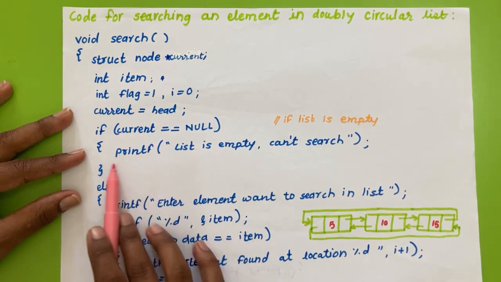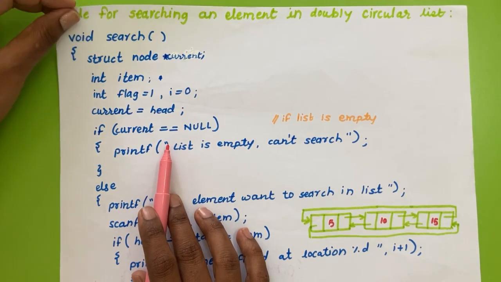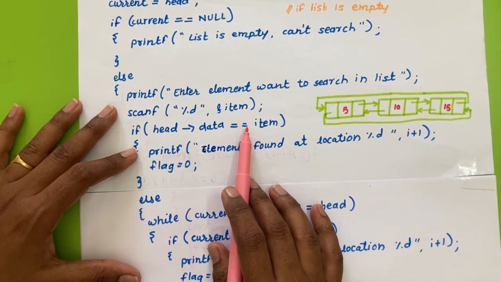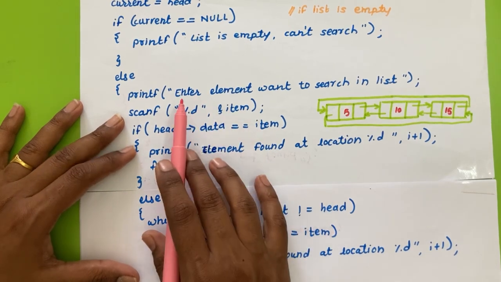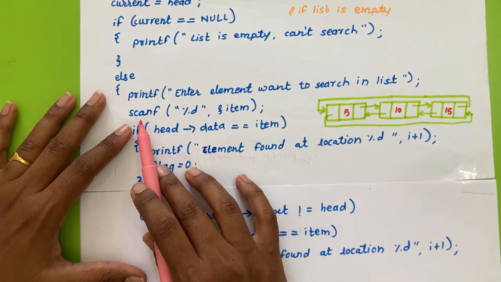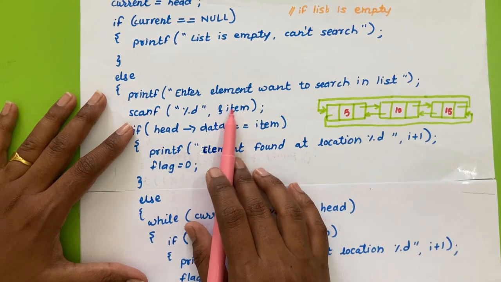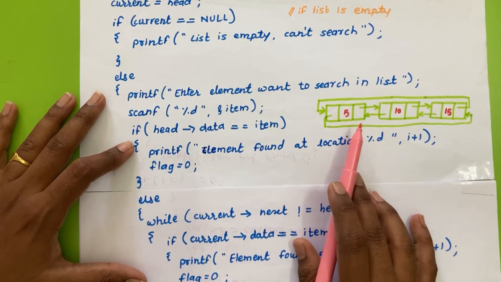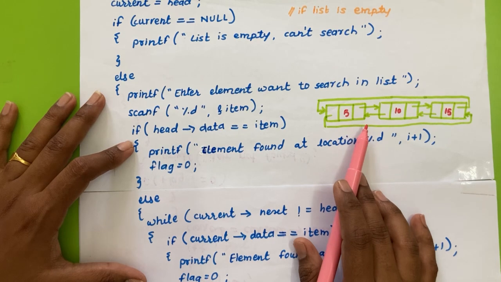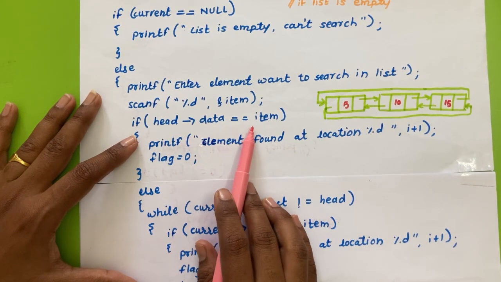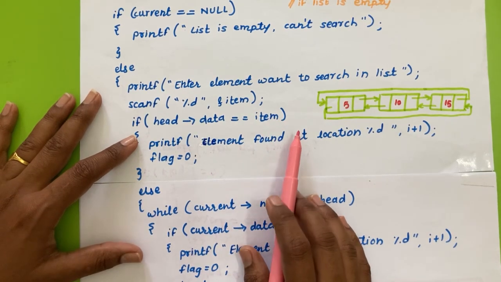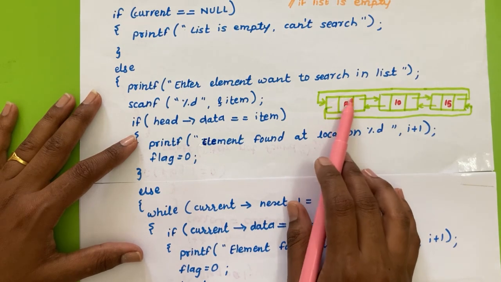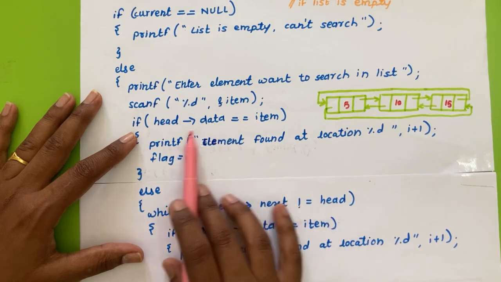Okay, so if this is not the case, meaning the linked list exists, then we have to accept the element from the user that we want to search in the linked list. That will be accepted with the help of the scanf function and stored in the item variable. Now consider that this is our linked list in which we want to search an element. Now if head data is equal to item, meaning suppose the element we want to search is present in the head node itself, then this condition will be executed.